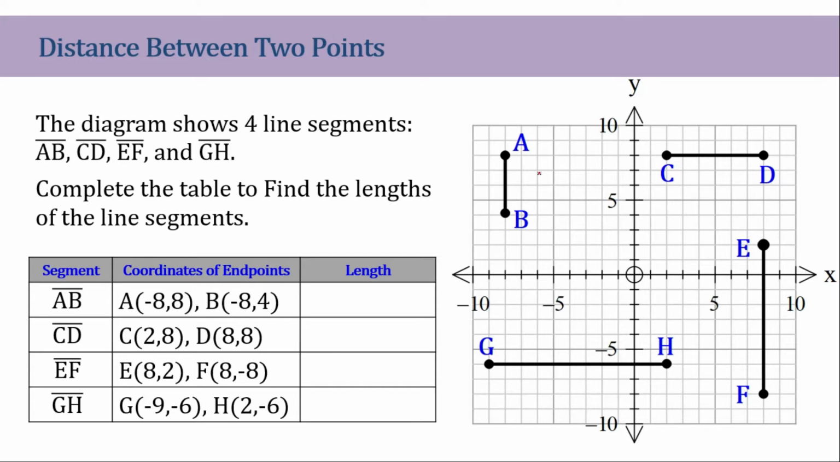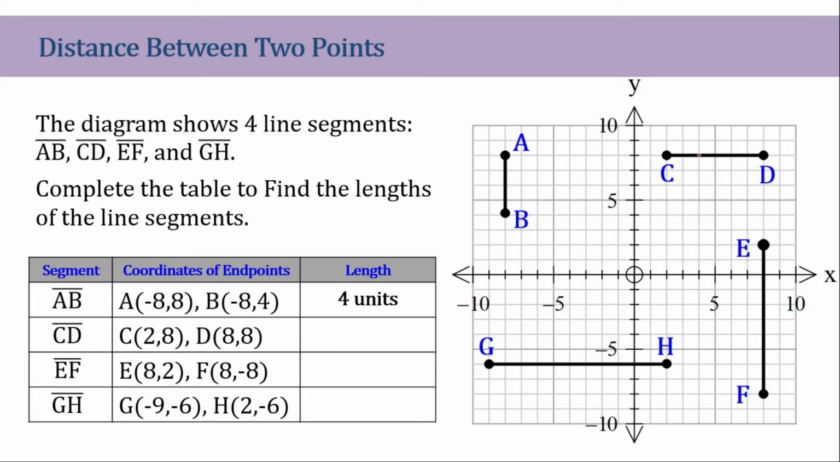Let's start with AB. AB, as you can see, if we put it in the Cartesian plane, AB is a vertical line. So all we need to do is to find the vertical distance, or how far A is from B. So let's count this: 1, 2, 3, 4. So AB has a length of 4 units.